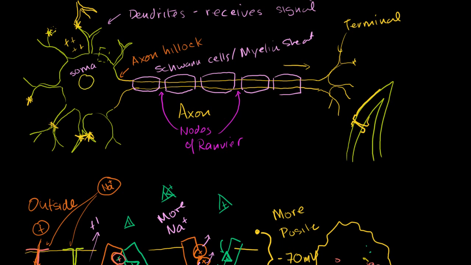And so positive charge is going to flood in here. Positive charge is going to flow into the cell. And we know why it does that. There's a lot of sodium on the outside. That's what the sodium-potassium pump does. So positive charge flows into the cell.